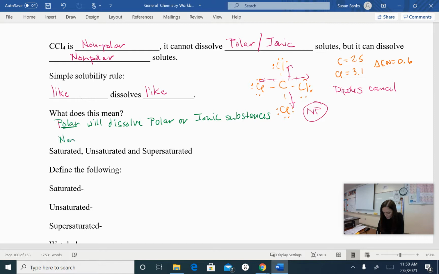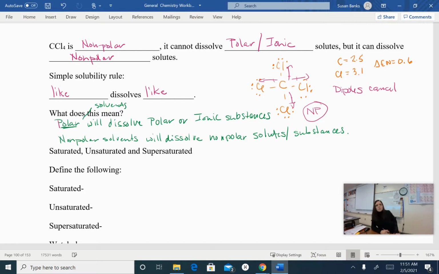Nonpolar solvents, and I should also put solvents in here. Nonpolar solvents will dissolve nonpolar solutes or substances.